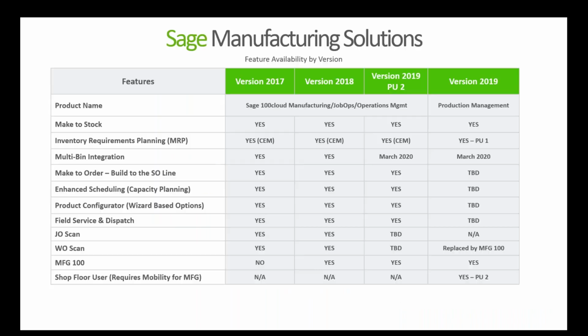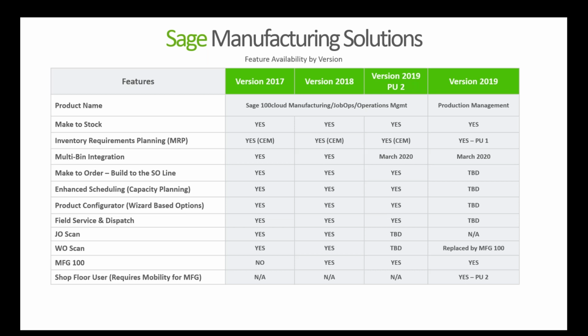So let's talk a minute about versions and compatibility, because I get these questions all the time, and I just want to make everybody clear on where we are with all of this. This is not really a roadmap, but this is kind of where we are with everything. Sage 100 Cloud Manufacturing, Job Ops, Operations Management, whatever term you want to use for that, is available at 2017, 2018, and 2019, starting at PU2. So that's available for all of those. We have all of the functionality available.